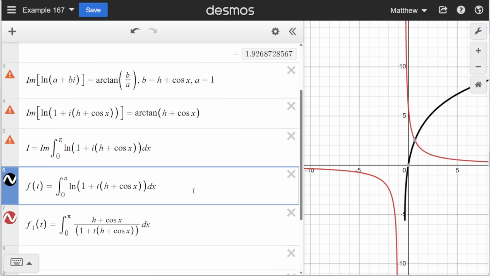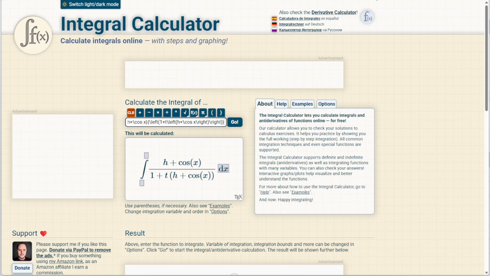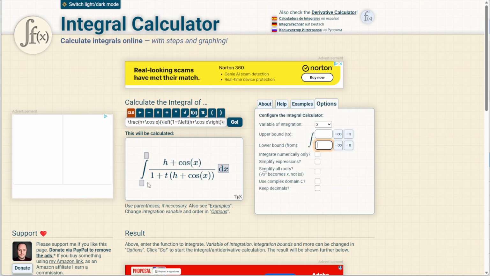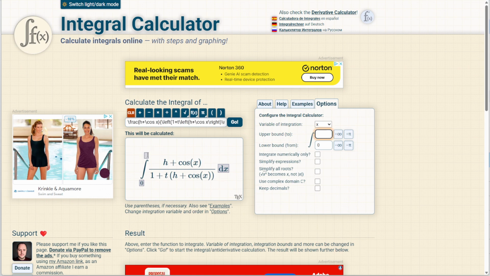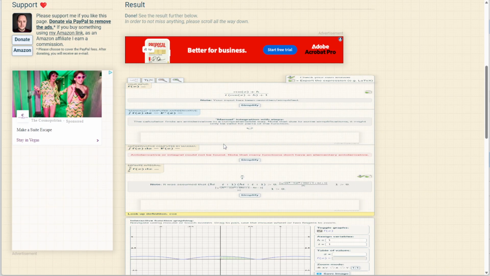Now I'm going to put this into the online integral calculator. I know this is solvable. Well, actually, it might not be solvable yet. Let's see if this is solvable in the online integral calculator. So I'm going to copy this over here and make a new tab in integralcalculator.com, put it in here, and we will integrate from 0 to pi dx. Go. This is a really good website, by the way.